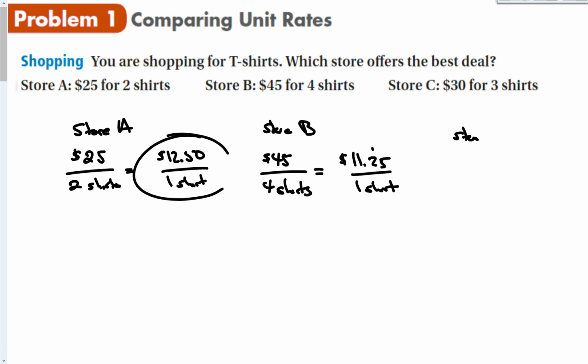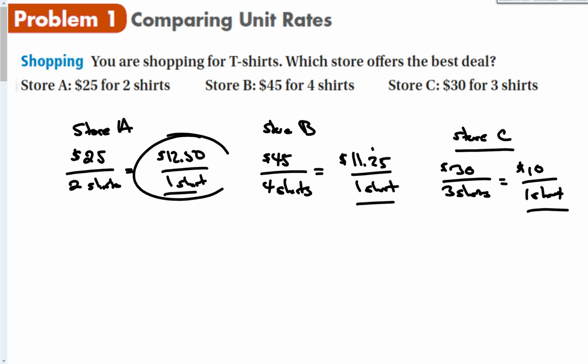Store C gives me $30 for 3 shirts, and that works out to be $10 for 1. So changing these all to a unit ratio of 1 shirt lets me compare the prices. So $12.50, $11.25, and $10, and it turns out that store C is the best deal.